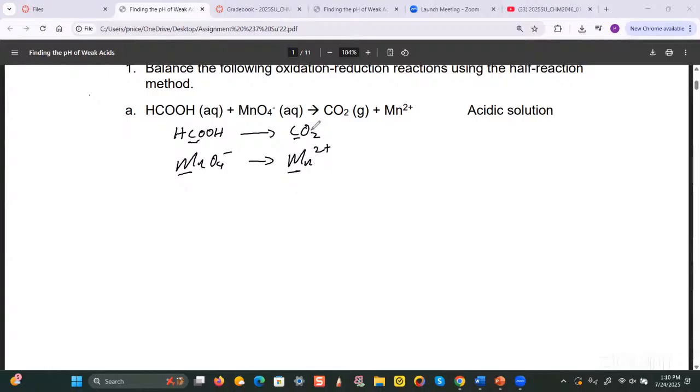How would you balance the oxygens? First one, I don't think you have to. Exactly, because you have two oxygens here, so you don't need to do anything as far as that is concerned. What about the second half equation? Second one, you add 4 water molecules on the right side. Very good.